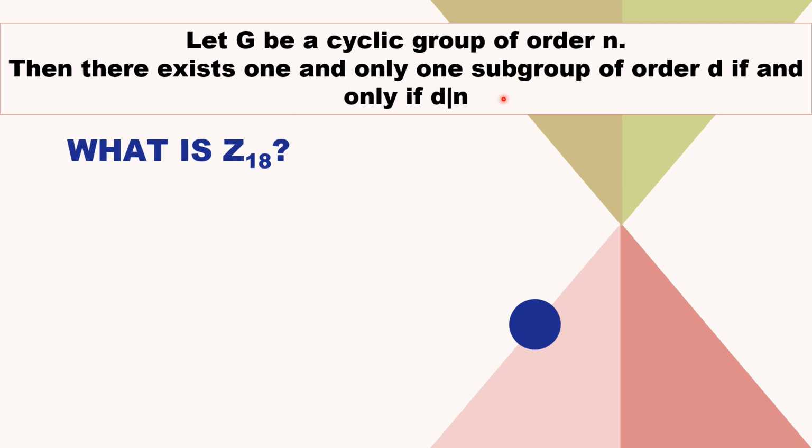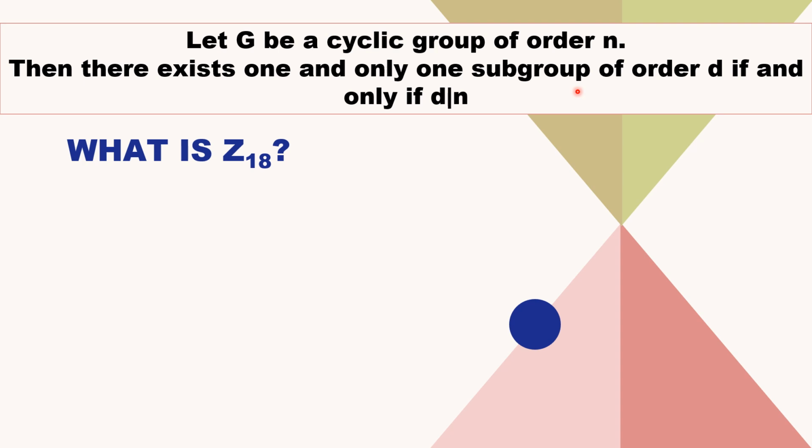For example, if the order n is, let's suppose, 6, what are all the numbers that divide n? The subgroups will have those orders. The subgroups that are generated by that cyclic group will have only the orders of the divisors of n. So make sure you check out the previous video for this.